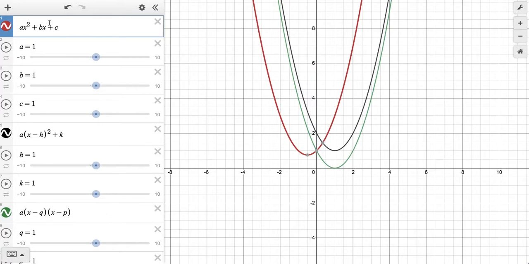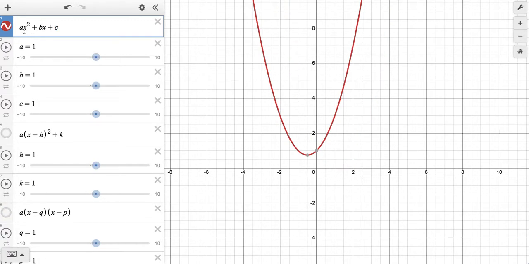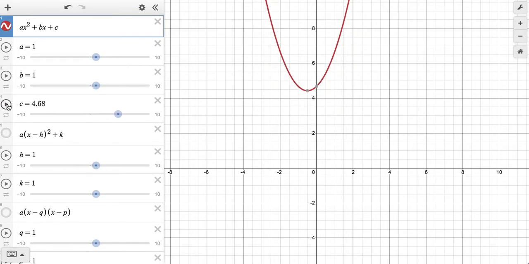And so the reason why this form is so commonly used is because the value c is actually the y-intercept. So if we take these ones off for a second and just zoom into the ax squared plus bx plus c, we'll see that for any y-intercept, if c is 1, the y-intercept is 1. So let's just let c play. So for 4.68, the y-intercept is 4.68. Just to prove the point, keep going, 7.52, and it's the y-intercept once again.